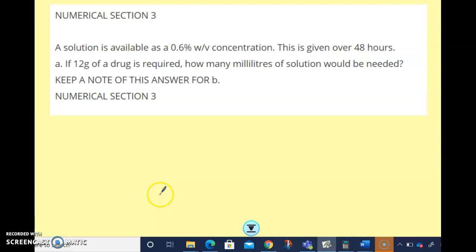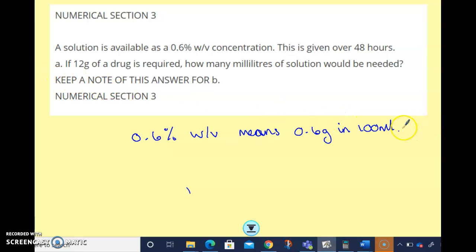Section 3, still drug calculations. Solution is available at 0.6% weight per volume. Just as a reminder, 0.6% weight per volume means 0.6 grams in 100 ml. That's what that means, okay? And that is what I've got. I want 12 grams, okay? So I want, back to my blue pen, 12 grams.